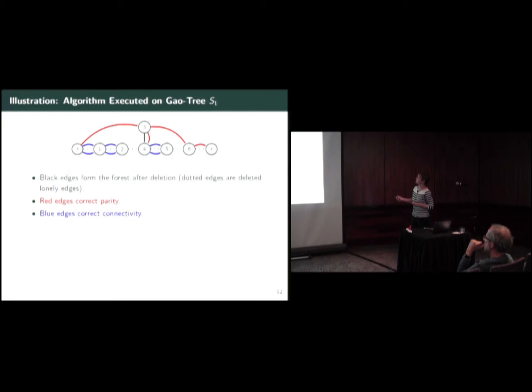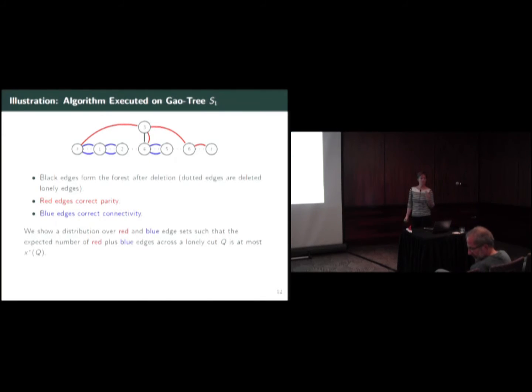Our algorithm is not going to choose these red edges as a T-join. It will typically choose something that automatically already connects back things that we disconnected by deleting edges. So in particular, we show a distribution over red and blue edge sets such that the expected number of red plus blue edges across any lonely cut Q is at most how much the LP had across that cut. And remember, a lonely cut is a narrow cut, so it has fewer than 2 in the LP, so we use fewer than 2 edges across the lonely cuts in expectation.